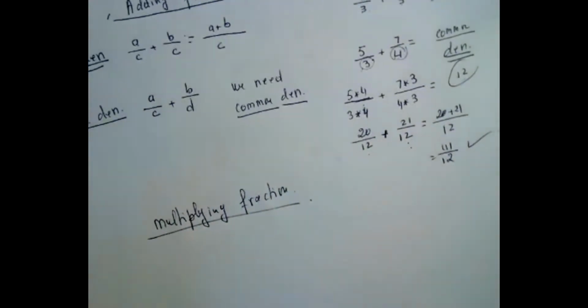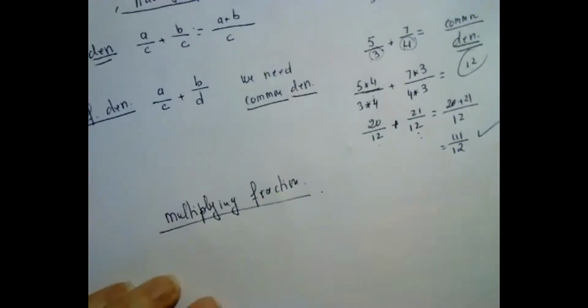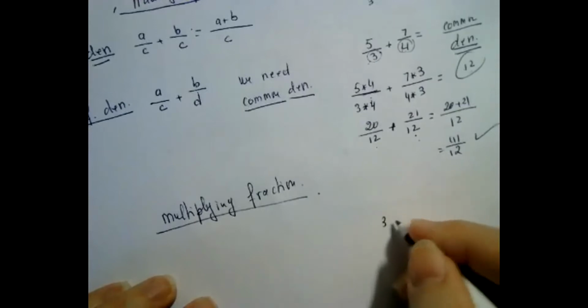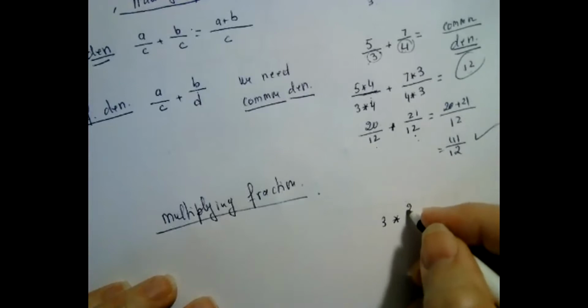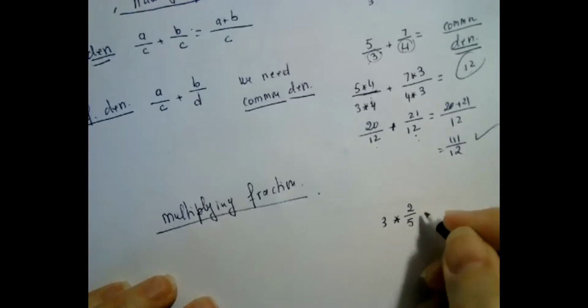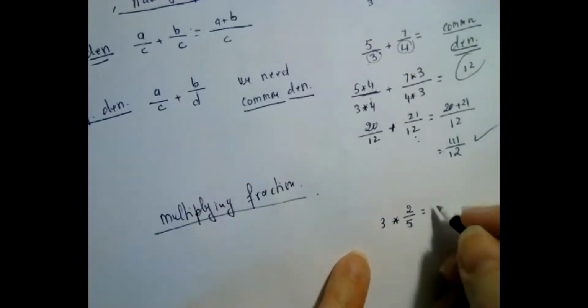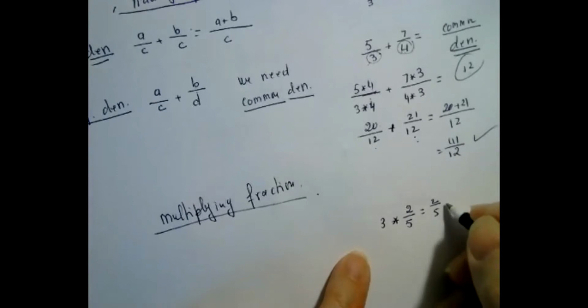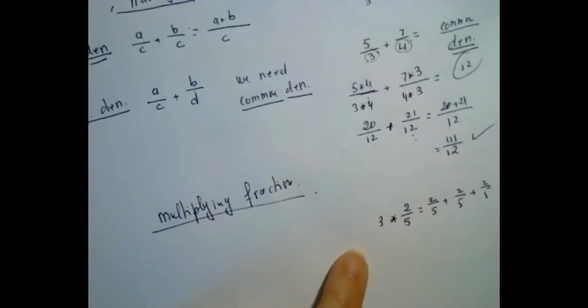Okay, so as I said, a quick review. How do you multiply fractions? All right. A simple scenario. Suppose I take 3, a number 3, times, let us say, 2/5. Just a number, not a fraction, times 2/5. Intuitively, this is 2/5 plus 2/5 plus 2/5. That's really what this is.